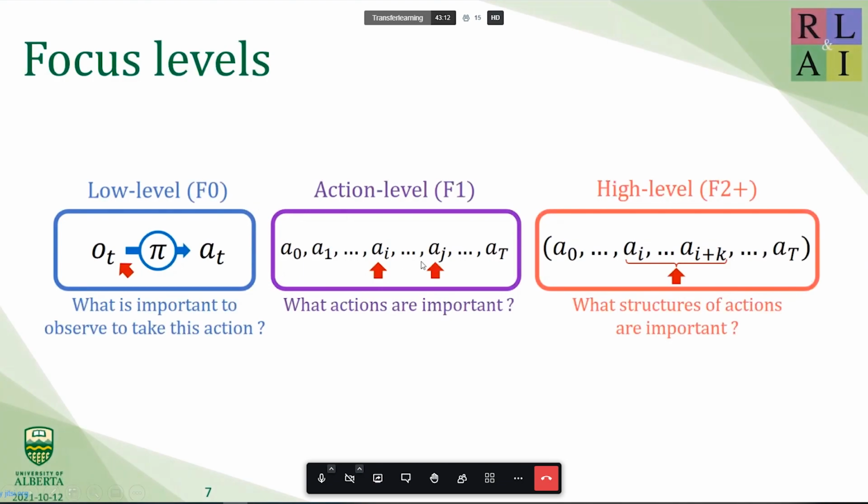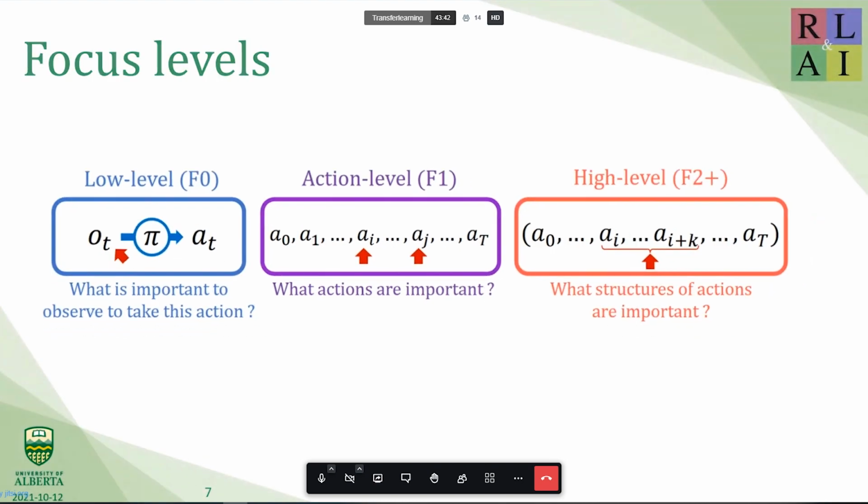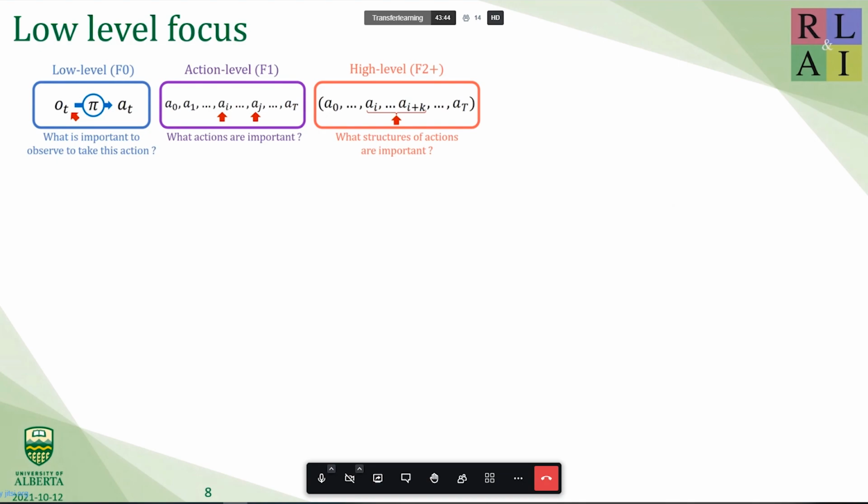For example, level 1 is action importance: what actions are important. Actions being the unitary decisions that you make, which one of those actions were important. In a game of chess, for example, this is quite visible. If you make a big mistake, that action will be very important. And you also have higher levels, which are structures of actions: what structures of actions are important, and we will come back to that later. Maybe first let's zoom in on the low level to make sure you've understood this notation.